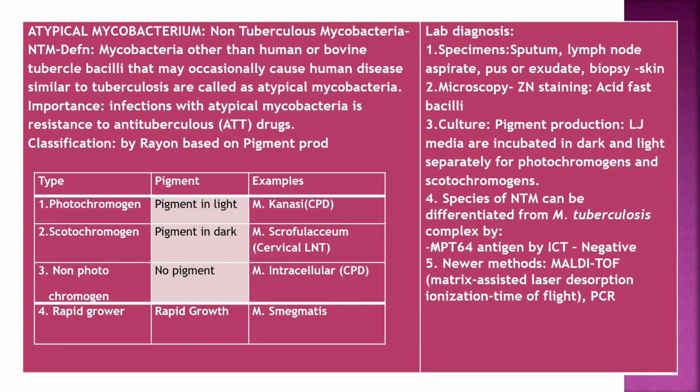The lab diagnosis: specimen, sputum, lymph node aspirate, pus, exudate, biopsy, skin. Microscopy, ZN staining, acid-fast bacilli, ZN staining with 5% sulfuric acid. Then culture, the pigment production: LJ media are incubated in dark and light separately for photochromogen and scotochromogen. Species of NTM can be differentiated from M. tuberculosis complex by MPT64 antigen by immunochromatography, which is negative for atypical mycobacteria. Newer methods: MALDI-TOF, matrix assisted laser desorption ionization time of flight, and PCR.